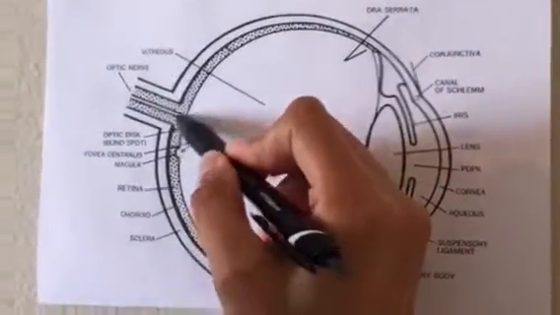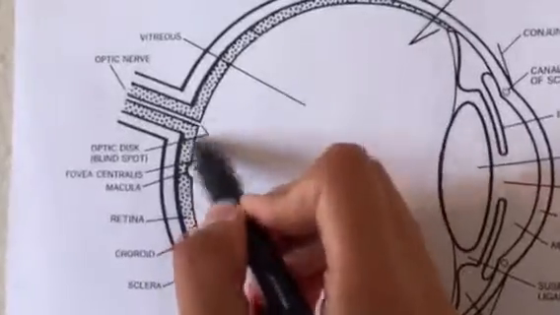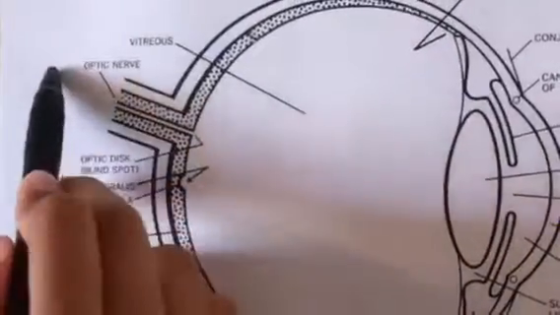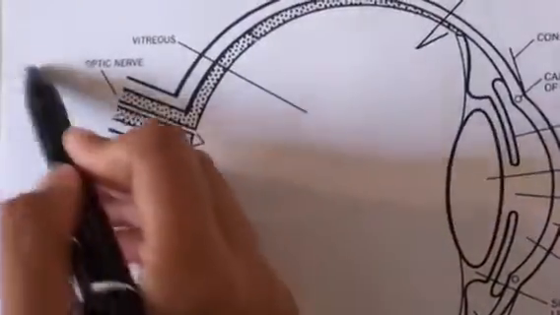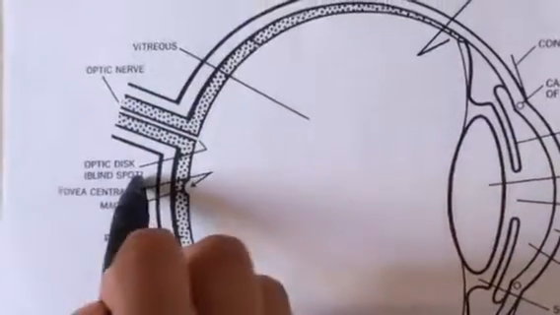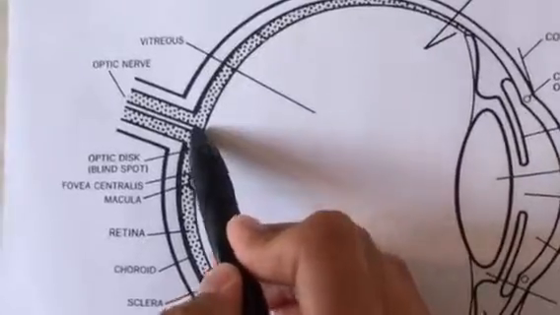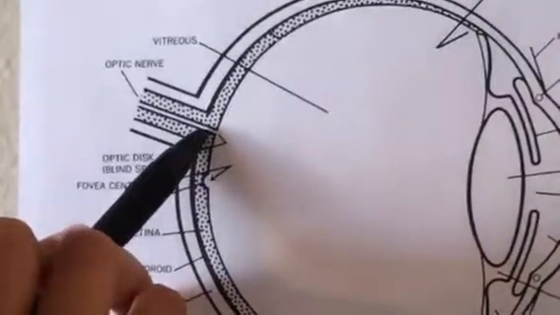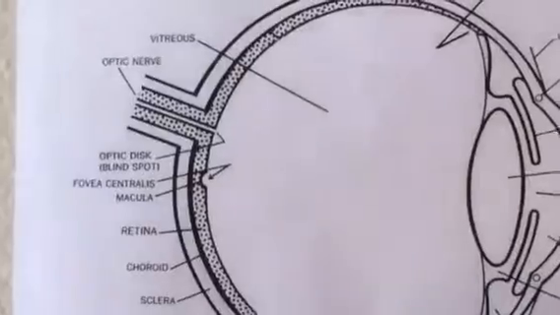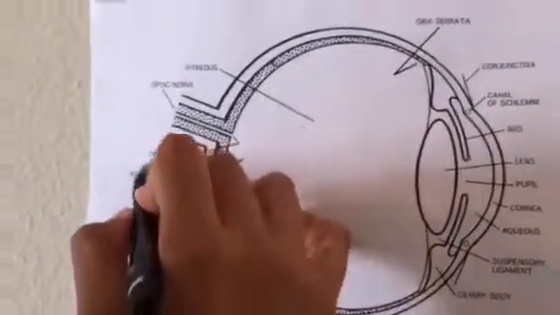Here we have the optic disc, or the blind spot, and this is, as I mentioned earlier, where our optic nerve is. The reason why it is a blind spot is because in this area we don't have any photoreceptors, and it doesn't accept the light, therefore creating a blind spot.